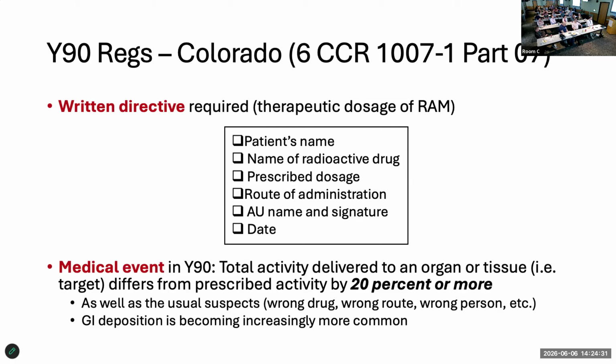The usual special suspects are also a medical event. So wrong patient, wrong site, wrong route. We have not had that occur yet. And if there's any sort of major spill with Y90, it's not just a major spill from a radiation safety perspective. It would also likely result in a medical event if some dose even got to that target.